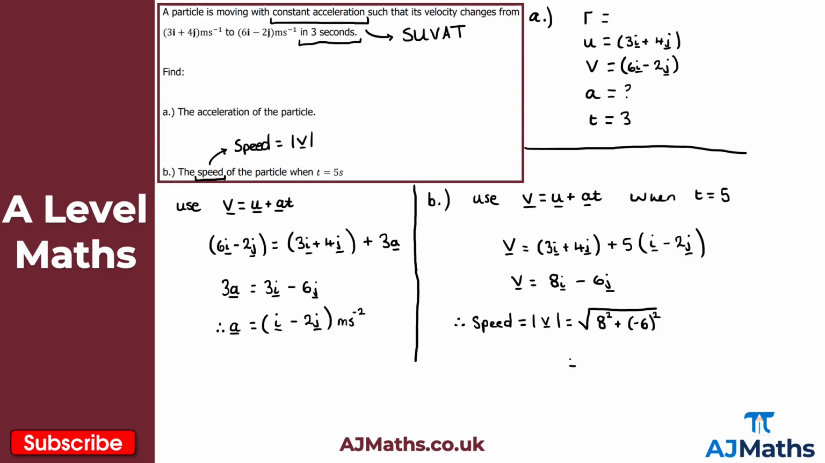If I evaluate this, that's 64 plus 36. That gives me the square root of 100, and the square root of 100 is simply 10. Again, don't forget the units here. This is speed. We've been working in meters per second, so my speed will also be meters per second, so ms to the minus 1.